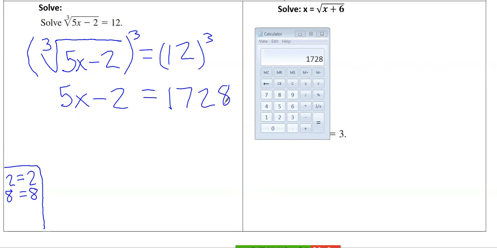Okay, so now I can divide both sides by 5, which is fine, right? If you divide both sides of an equation by the same number, you maintain equality. Or you could add 2 to both sides. Of course, we add. And I get 5x equals 1730. Good year, 1730. And I'm going to take 1730 and divide by 5.